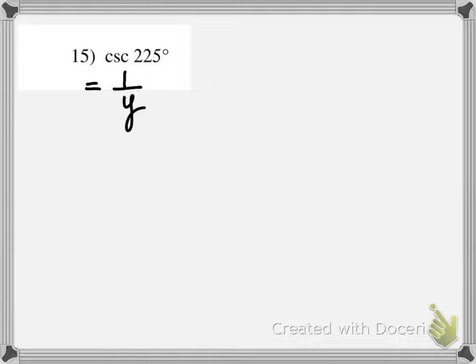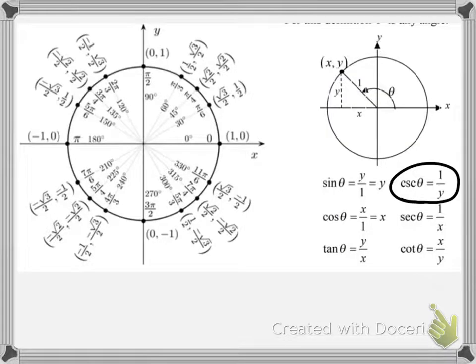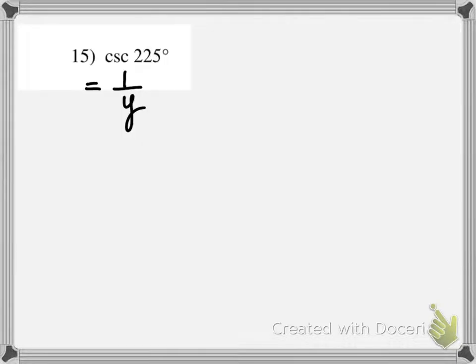So I'm going to go to 225. I'm going to find it. So I take my eyes and I rotate until I find 225. So I'm right over here, and my y coordinate is this one. And I am supposed to take the reciprocal of it. So instead of negative square root of 2 over 2, it's going to be 2 over negative square root of 2 over 2.